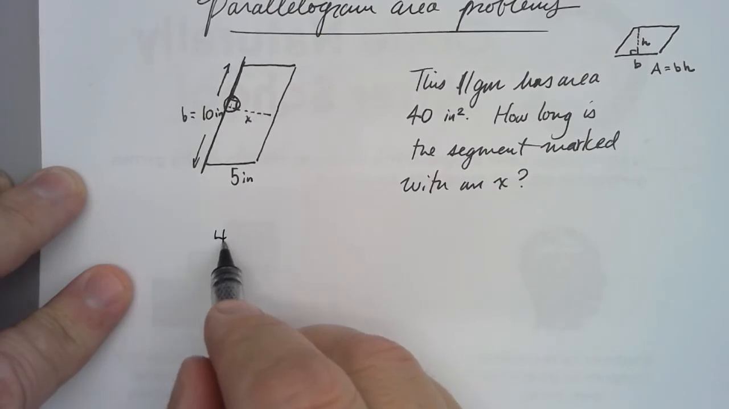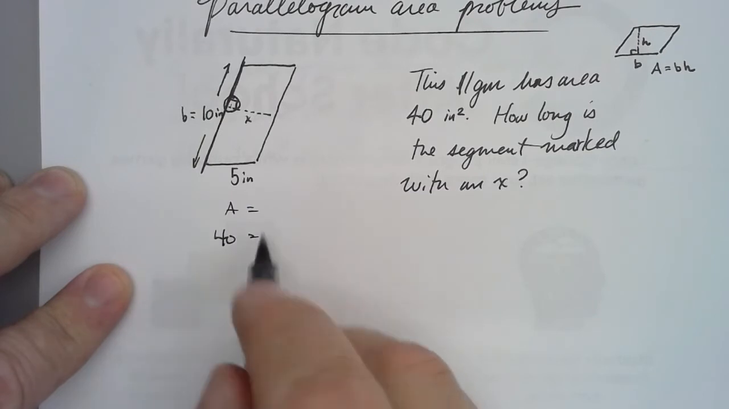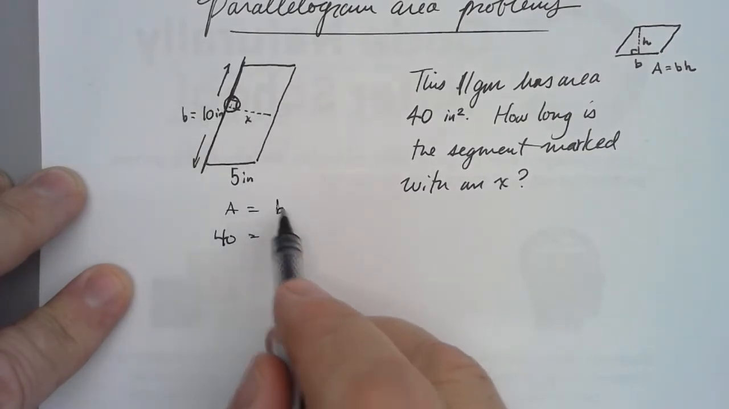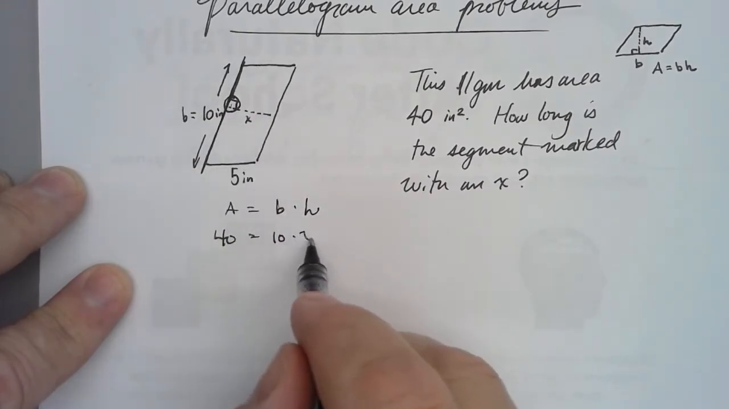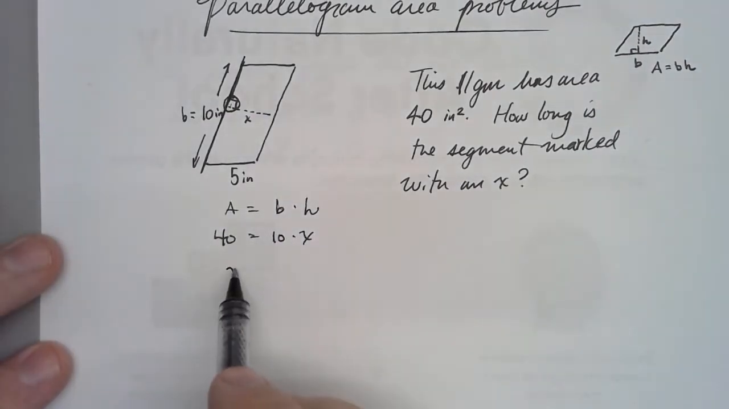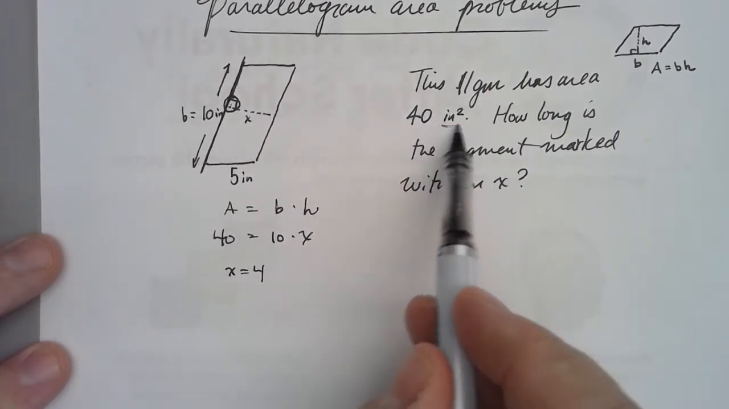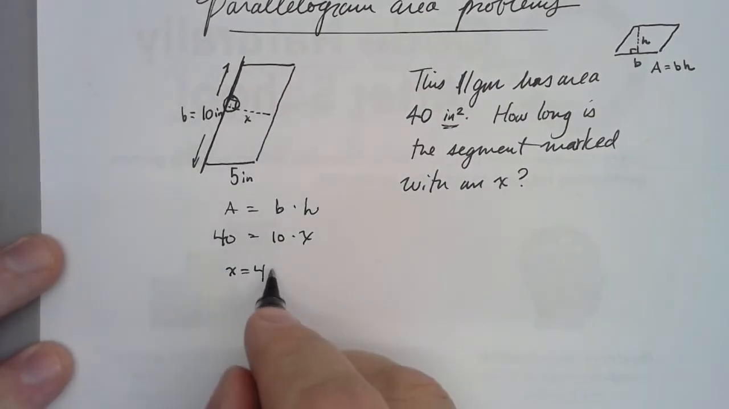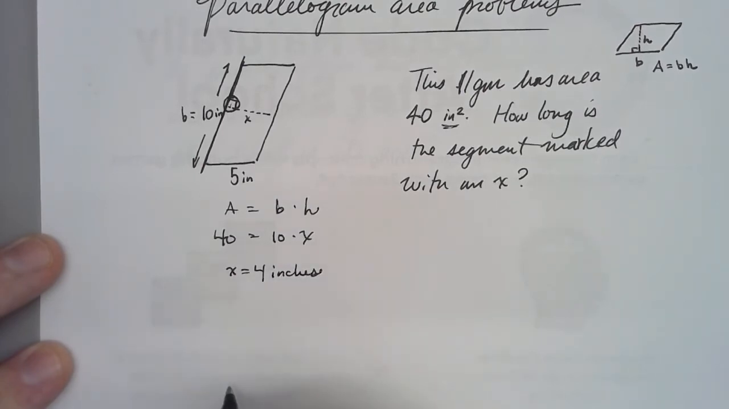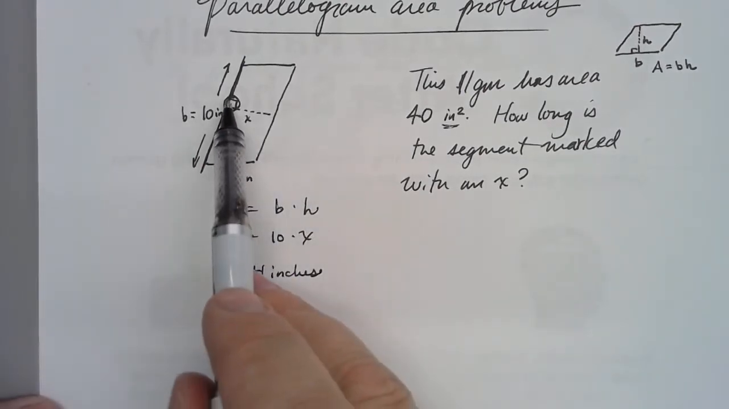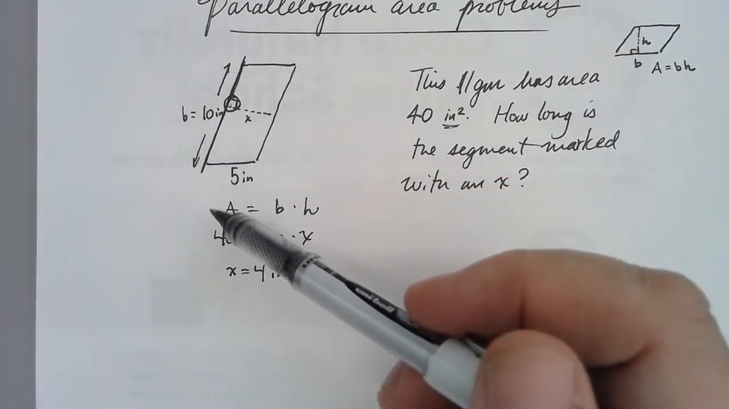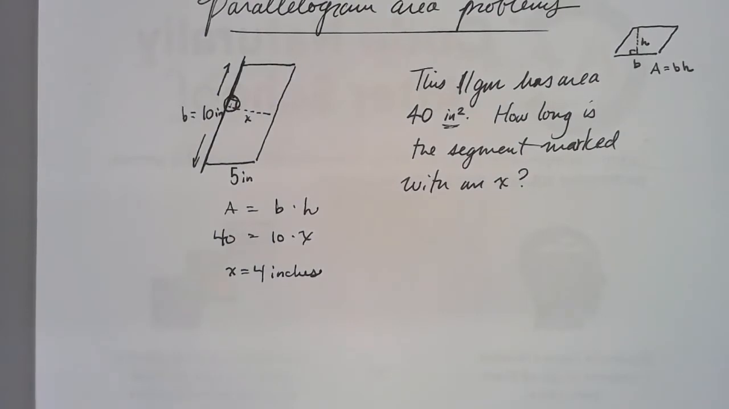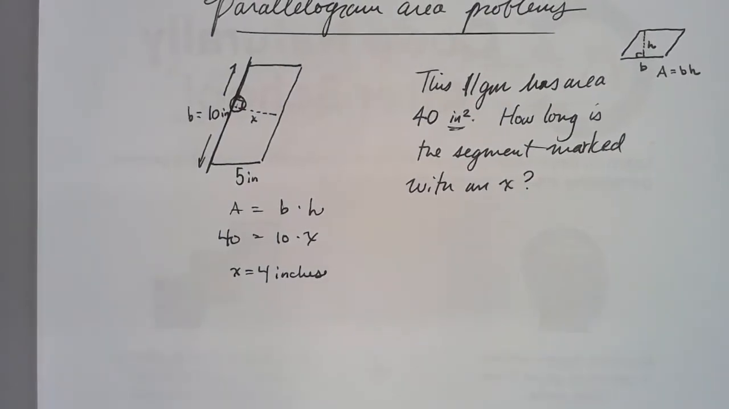So we simply have the 40 square inches, which is the area, equals the base, which is 10, times the height, which is our unknown x. And so dividing by 10 means x is 4. And since we have square inches, and this is inches, it must be 4 inches. So using the perpendicular mark to tell you where a base and a height is can be an important part of some of these problems. Let's look at our next example.